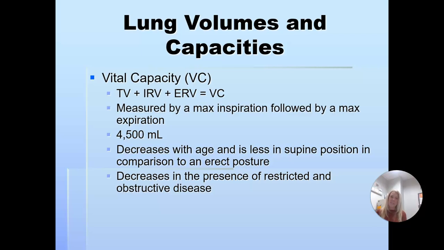And vital capacity is your tidal volume plus your inspiratory reserve volume plus your expiratory reserve volume. So this is a max inspiration followed by a maximum expiration. This is going to decrease with age. It's less in supine as compared to an erect posture, and it decreases in the presence of restrictive and obstructive pulmonary diseases.